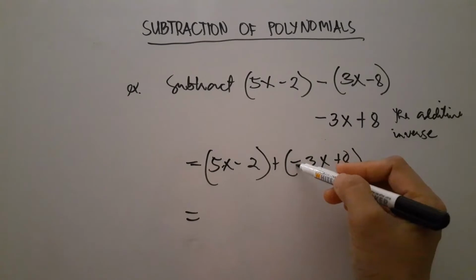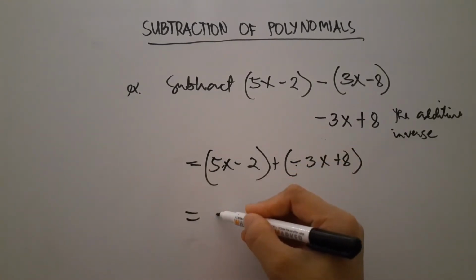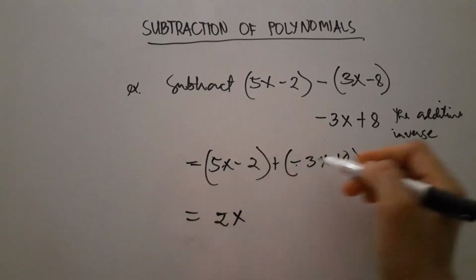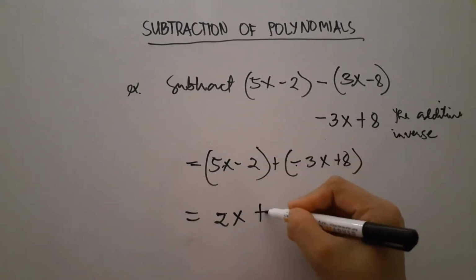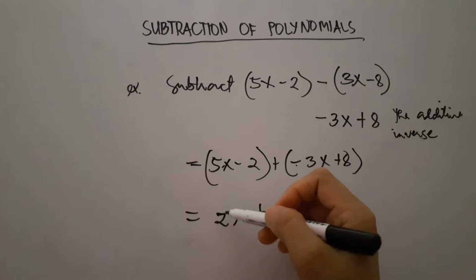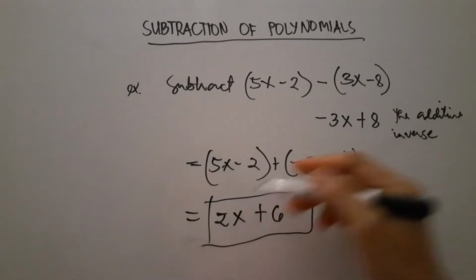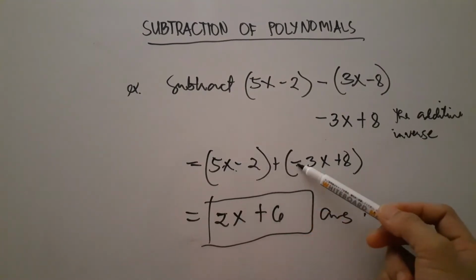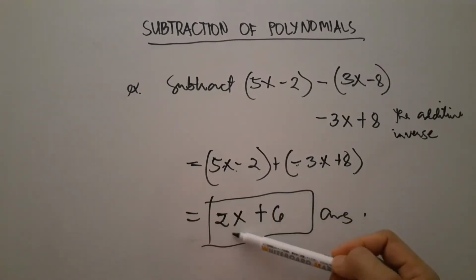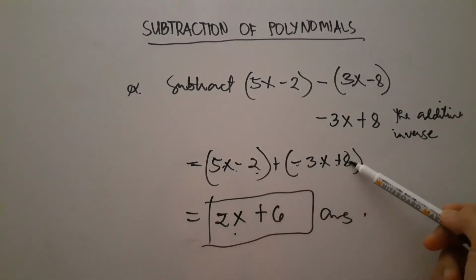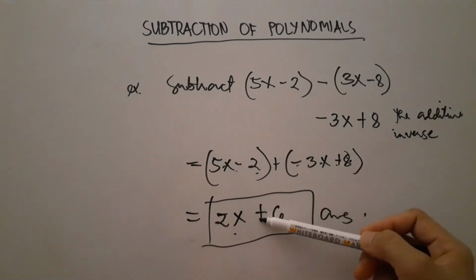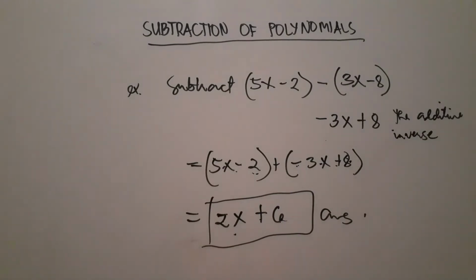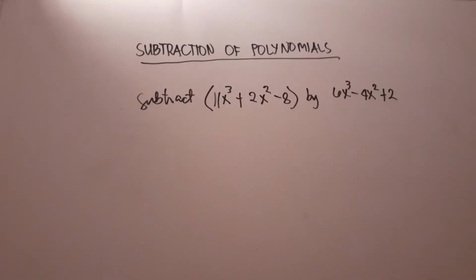5x plus negative 3x becomes 2x. Negative 2 plus positive 8, since the larger value is positive, we use positive, so 2x plus 6. 5x minus 3x becomes 2x, and negative 2 plus 8 becomes positive 6, because positive is the bigger value.